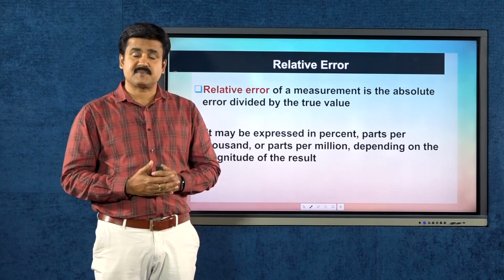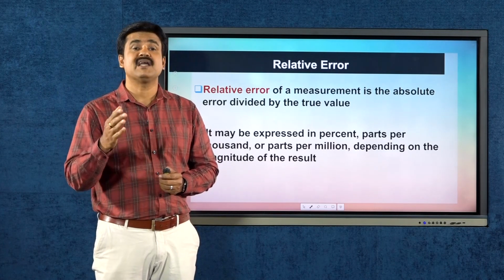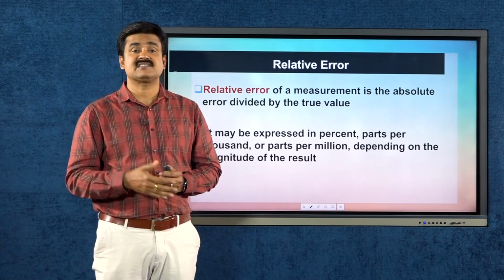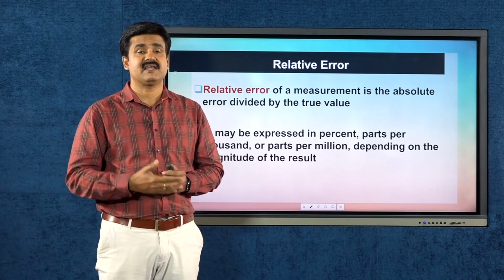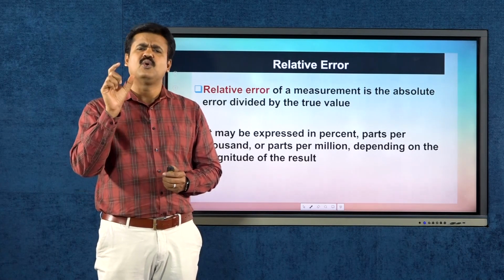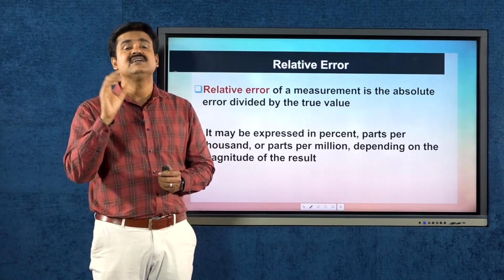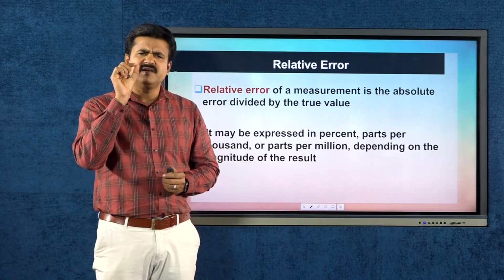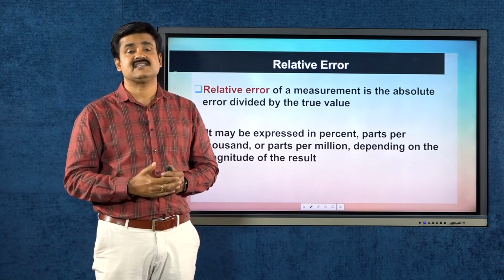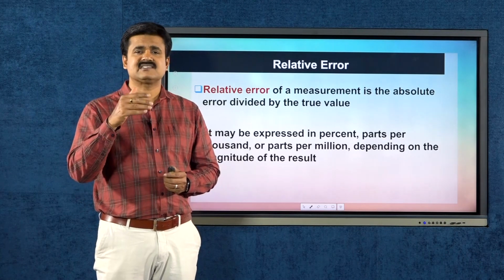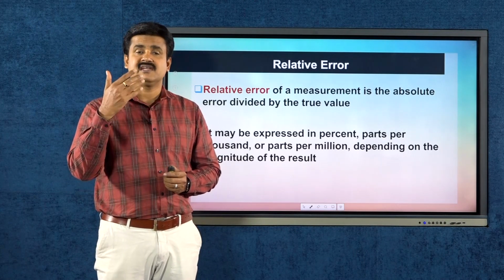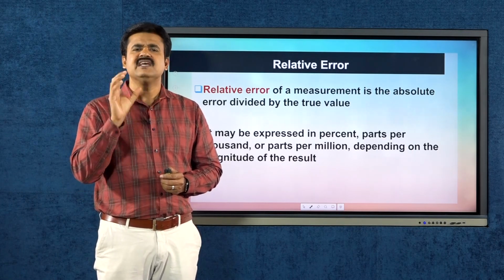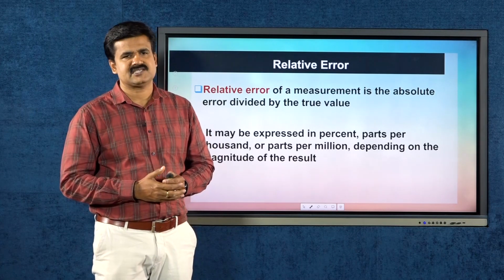Sometimes it can be expressed as parts per thousand by multiplying with 1000, or in very rare cases, it is expressed as parts per million by multiplying with 10 raised to 6. This all depends on the magnitude of the result. If the relative error is very small, then you can express it in ppm. If it is considerably small, you can express it as parts per thousand. If it is small, then you can express it as a percentage.